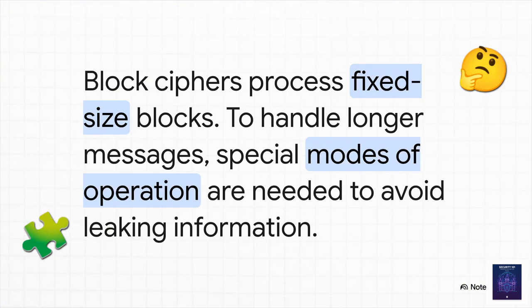If you just take your big file, chop it into blocks, and encrypt each one independently, you can run into big trouble. Imagine you're encrypting a simple black and white image. All the identical white blocks would encrypt to the exact same scrambled block. An attacker could literally see the outline of your image in the ciphertext. You'd be leaking information without even knowing it.